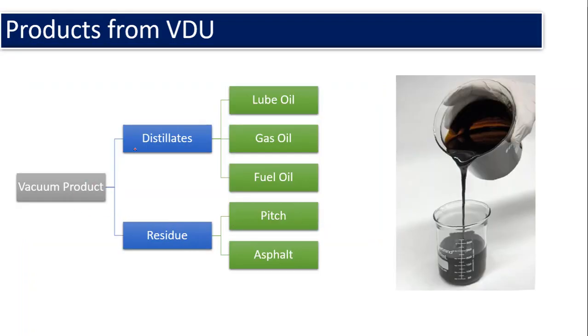This is a simple diagram for the products from the vacuum distillation unit. So one part is the distillate and the second part is the residue. In the distillates, lube oil, gas oil, fuel oil, these three products are taken out. In the residue, we go either for the pitch operation or the asphalt operation.